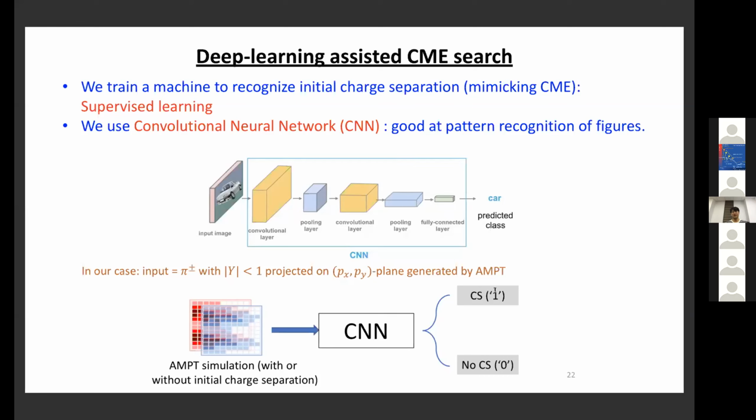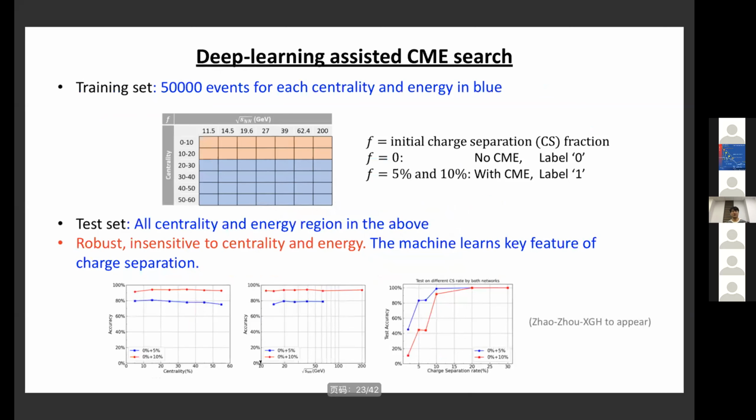And after this, in the case there is a charge separation, we will teach the machine that this is the case to be labeled by 1. Otherwise, it is labeled by 0. So after this training, the machine will learn whether an image is produced from the event with or without initial charge separation. And then we use the machine to do the test.